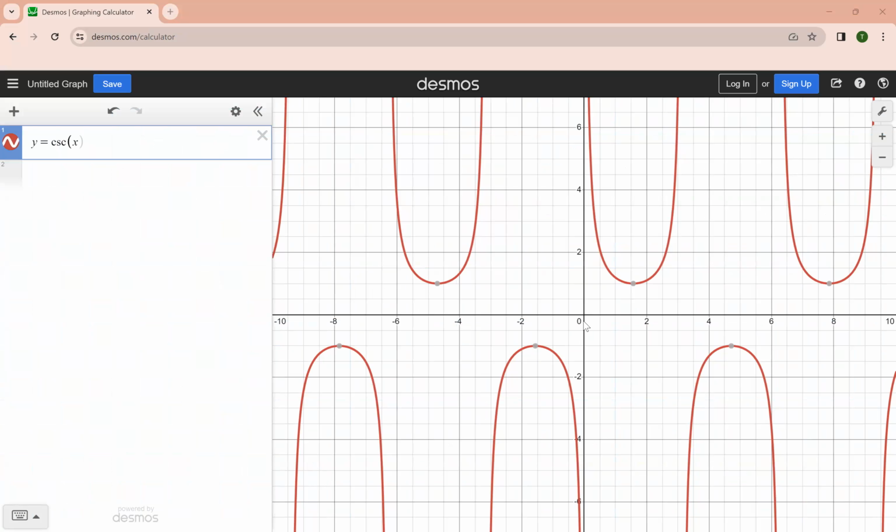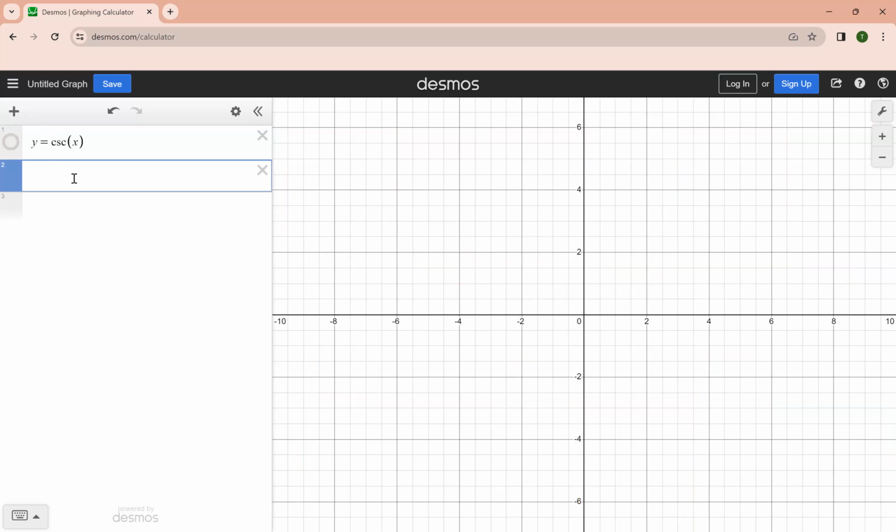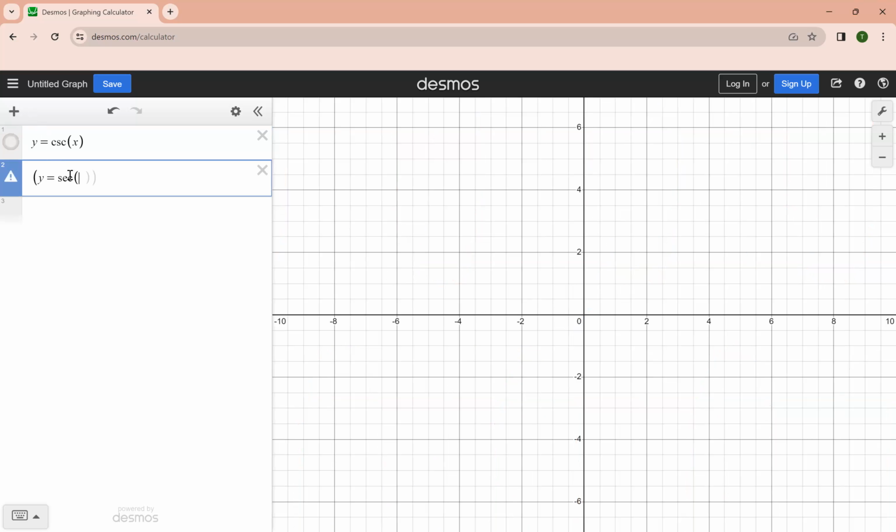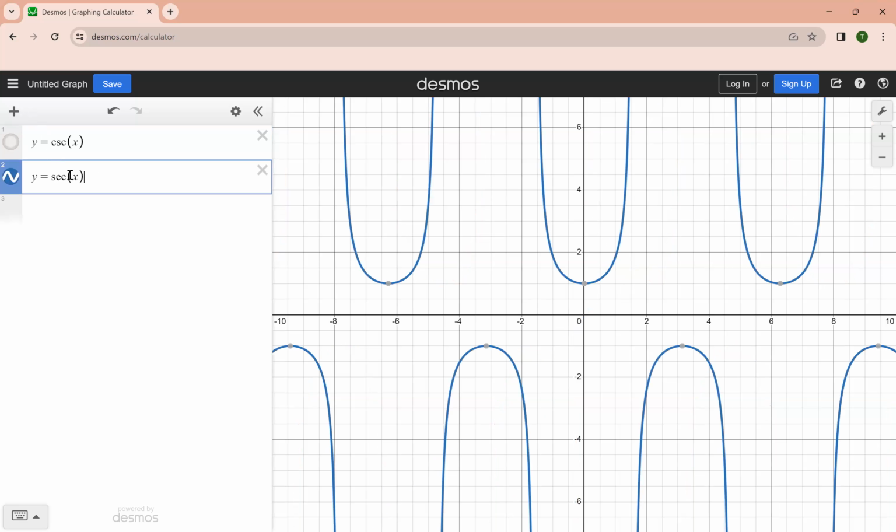Odd means it's got this origin symmetry. It's actually a rotation symmetry, 180 degrees rotated. Do you see that? So a function like, let me get rid of that one, y equals secant x, you can see how this is even: it's symmetric over the y-axis. So the other way to do the problems you were given there is to graph them.